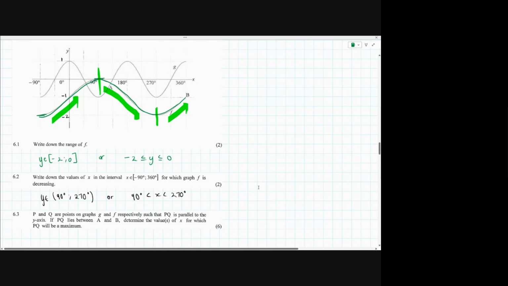So it says P and Q are points on graph g and f respectively, such that PQ is parallel to the y-axis. Okay, so let's just imagine what that means. PQ parallel to your y-axis, and it says PQ lies between A and B. So here's A, here's B. P is on g, so somewhere here. We don't know where exactly. And Q is on f. For it to be parallel to my y-axis, it has to be a vertical line. This is not parallel to my y-axis. It is asking me to determine the value or values of x for which PQ will be a maximum. Essentially, where along here between A and B will this length between P and Q be the longest, the maximum length?